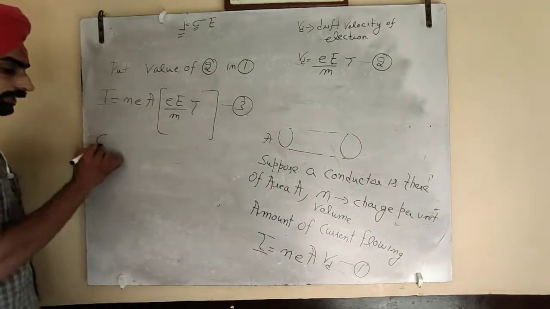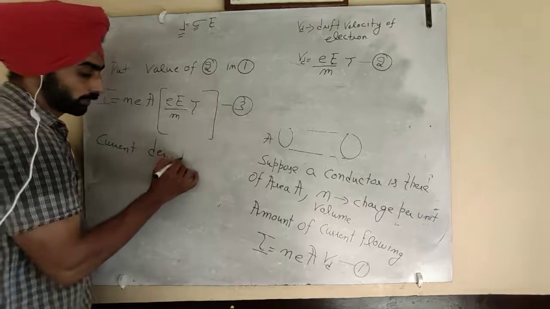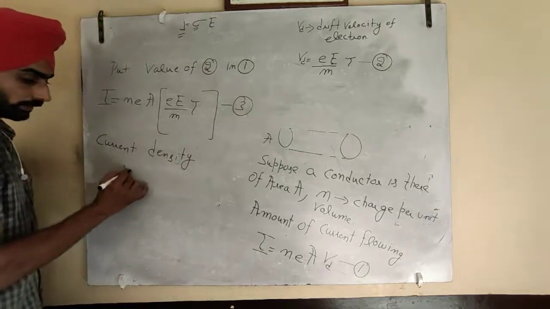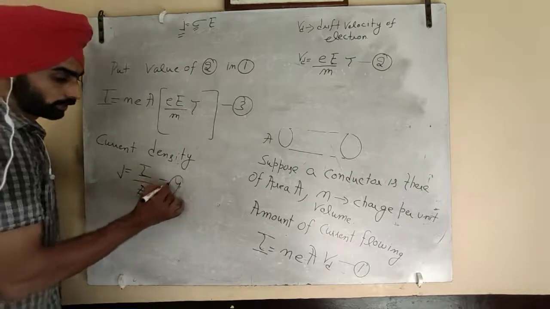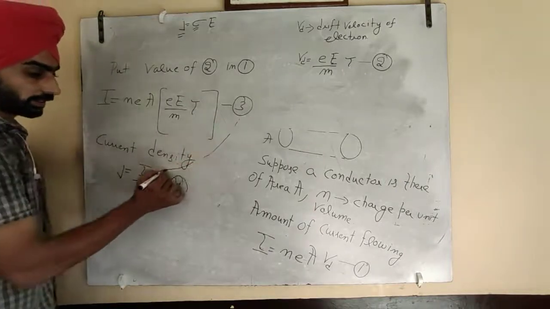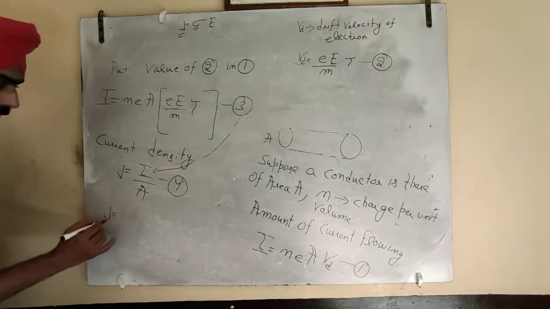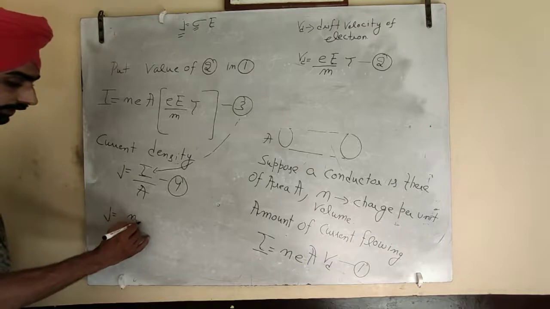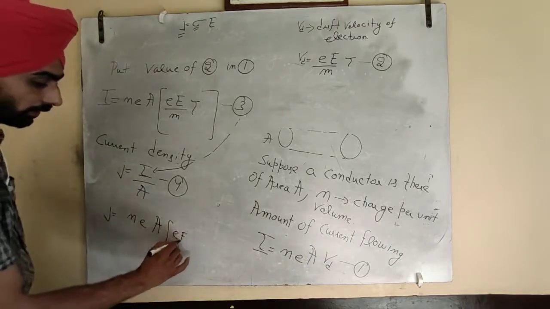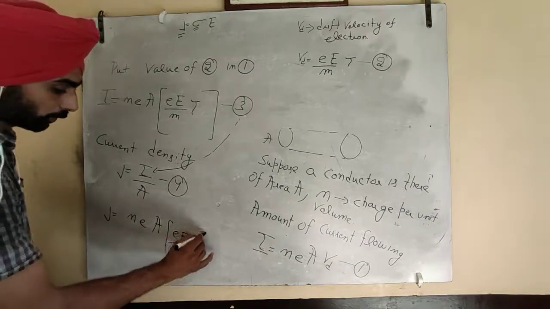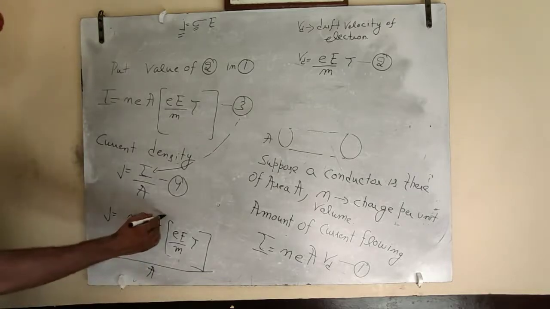Current density. What is current density? Current density J is the current flowing per unit area. So this is 4. So you will put the value of this current from 3 in 4. So J = neA times eE tau upon m, divided by area. So area will cancel with area.